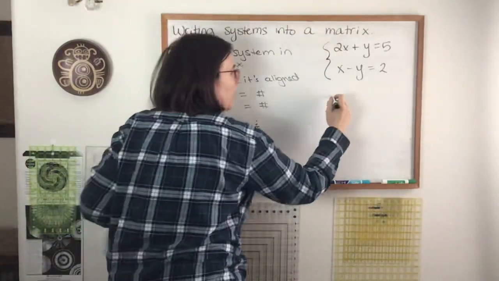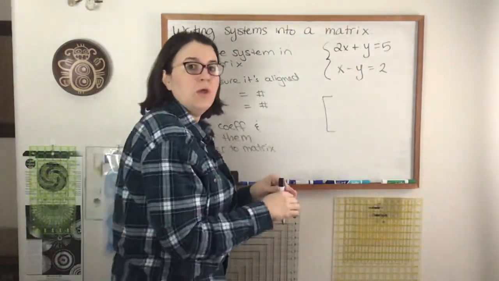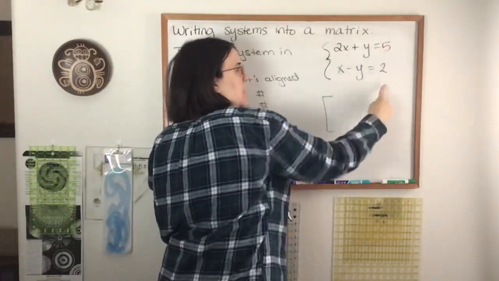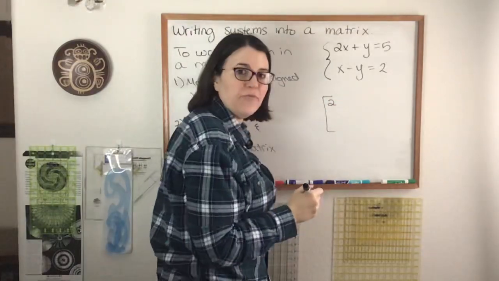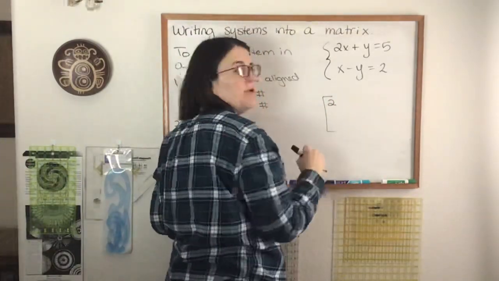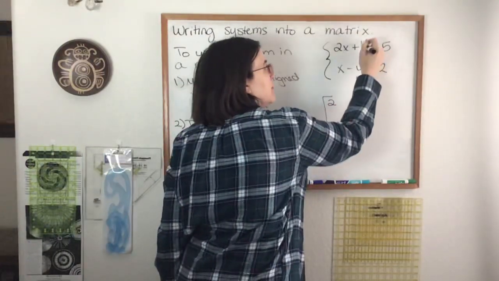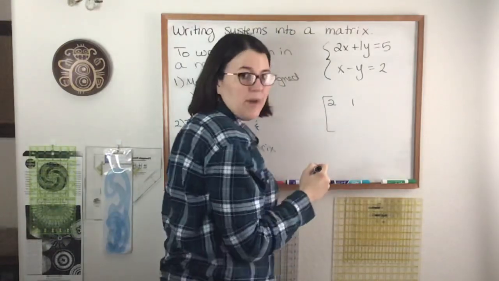All right, so I'm going to draw my bracket. I'm going to look at my first equation. The coefficient for this x, well, first of all, x, y equals numbers. The coefficient for this is 2. So it's going to be the first number in the first row and column of my matrix. Now I move over and I've got a +1, right? It's an invisible 1. That coefficient is going to go next in my matrix.